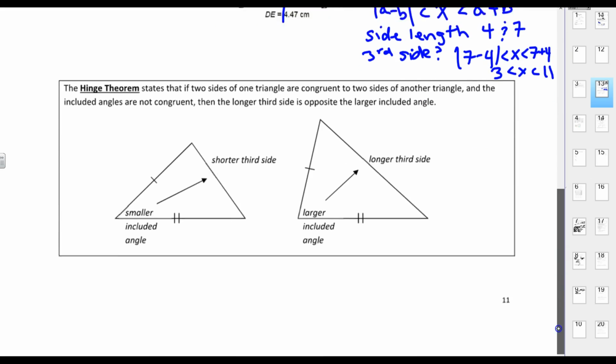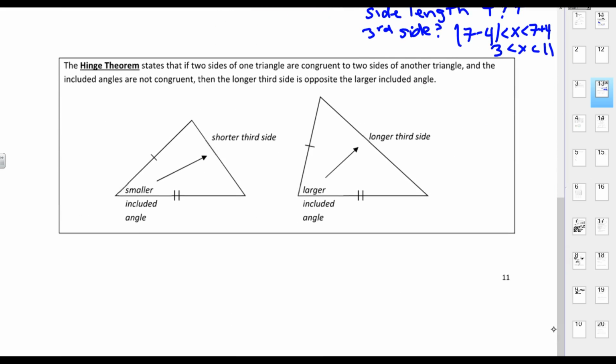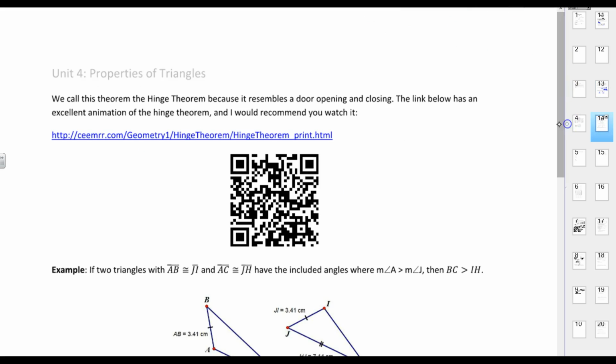Okay? The Hinge theorem actually compares two triangles, and it states that if you have two sides of a triangle such that they are congruent to each other between the two triangles, notice we've got tick marks, right? This looks a little bit like SAS, but notice the angles are not the same. The smaller hinge angle is across from the shorter side, and the longer hinge angle is across from the longer side. And actually, there's a great visualization of this.